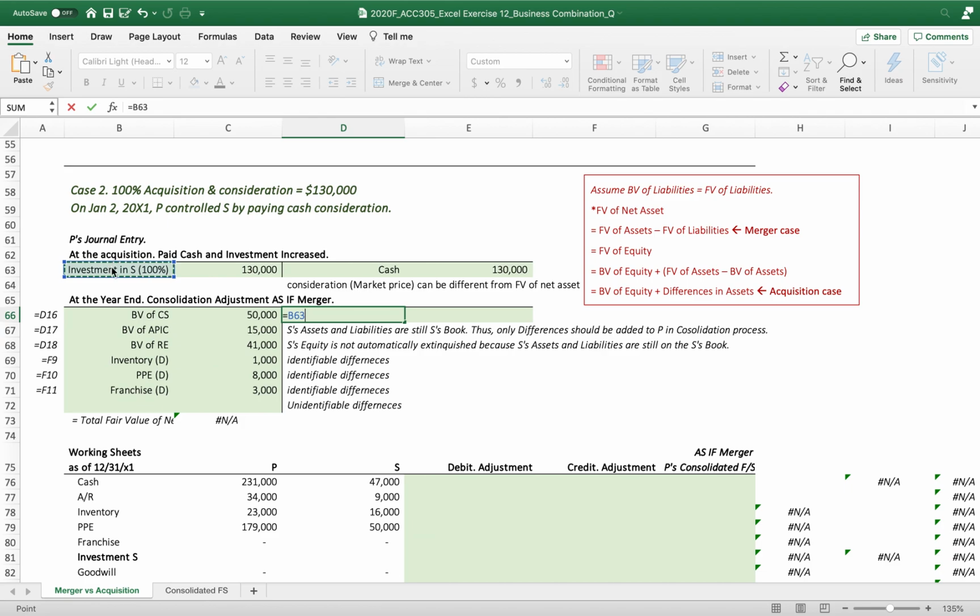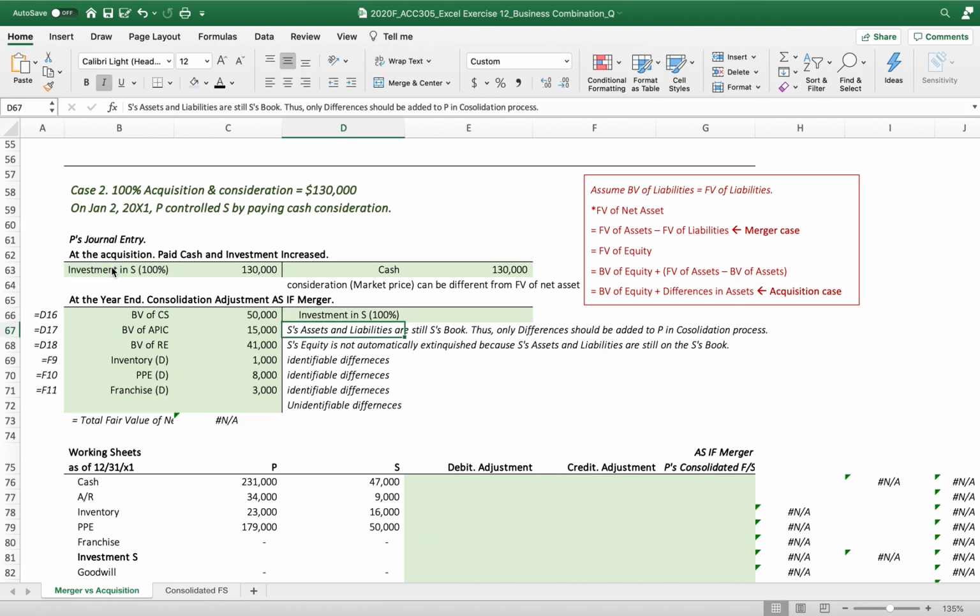Here we should remove investment in S. Why? Because once the P company controls S company 100%, this investment is no longer an investment account on the consolidated financial statement. The company is now controlling 100%. There's no investment at all.